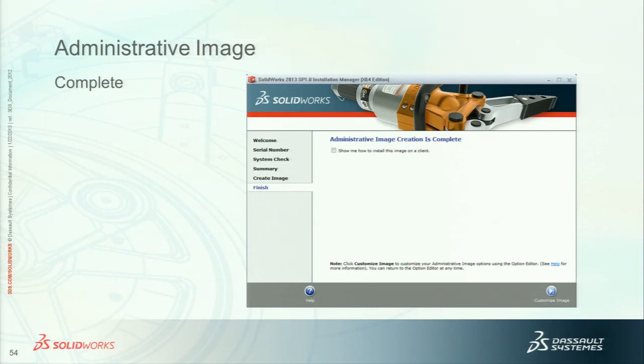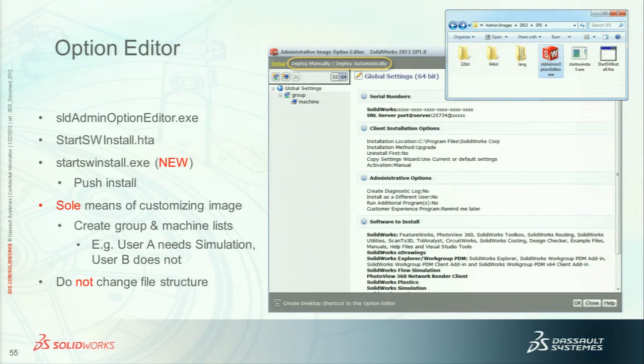And when it's done creating the image, you get this. And now we walk you right into customizing that image. So you click on the Customize Image button, and you get the option editor. I forget when, we've had this for years, but this new interface came a few years ago to help simplify, manage, customize your deployment to all your machines.